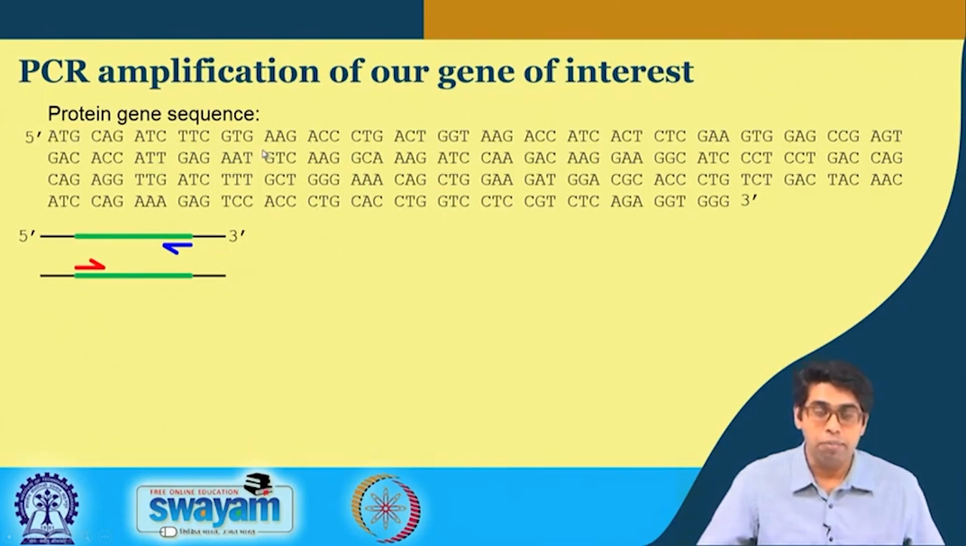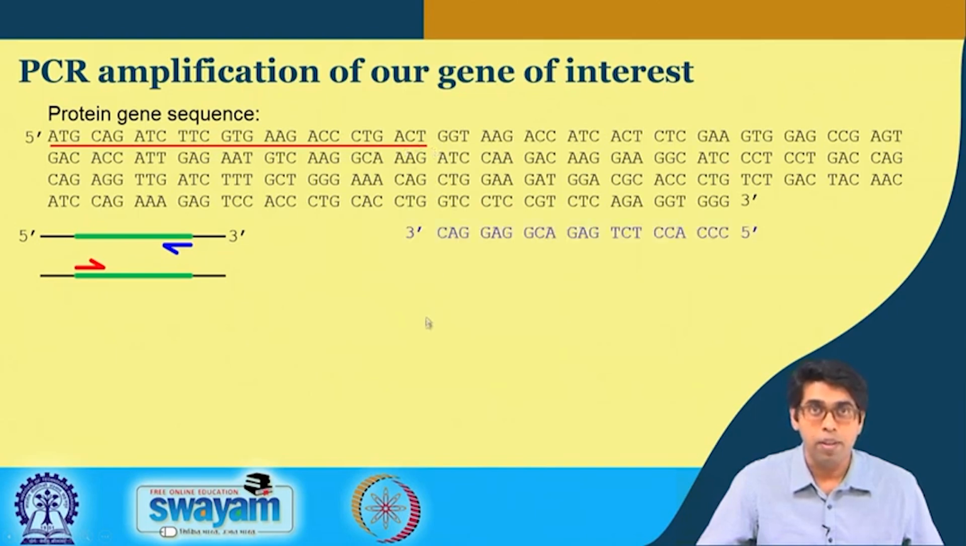We want the melting temperature to be somewhere close to 65 degrees centigrade, between 60 to 65 degrees centigrade. So, in this case, what I have done is I have chosen a primer up to this point. This is 1, 2, 3, 4, 5, 6, 7, 8, 9. So, that is a 27 nucleotide long primer.